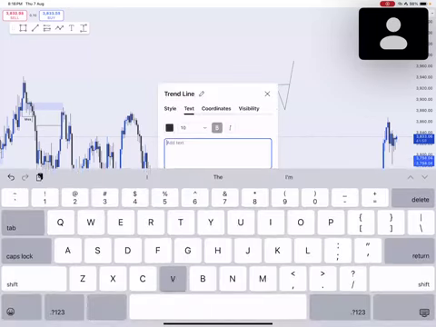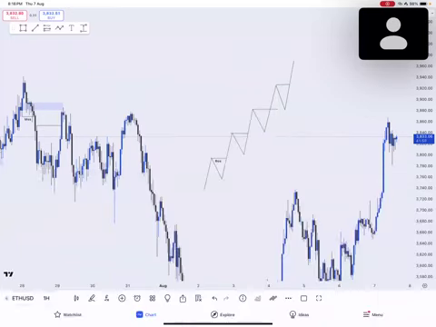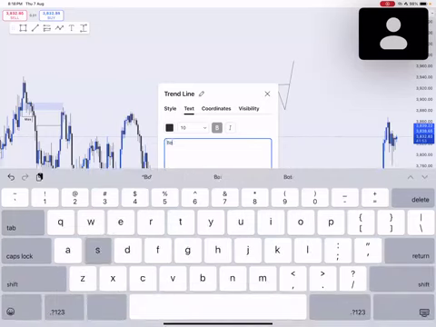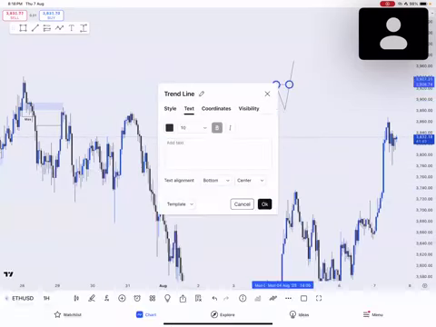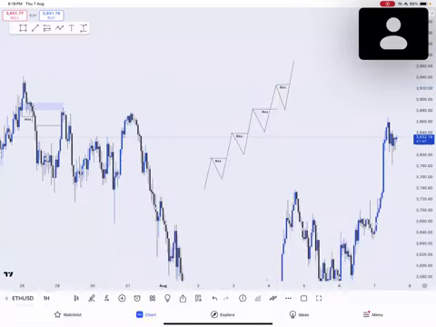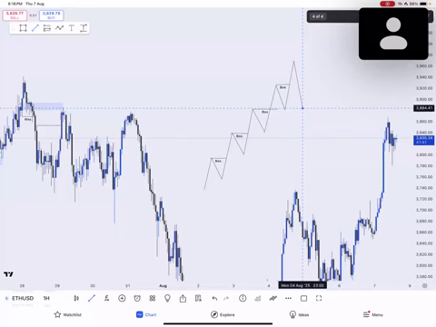So in this situation here, this is an example of a break of structure. This is an example of a break of structure. But the moment that price comes and then fails to continue and then takes out this low, this is an example of what? A market structure shift.